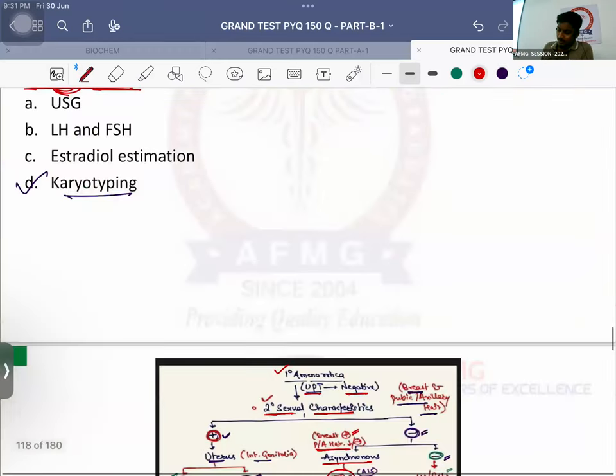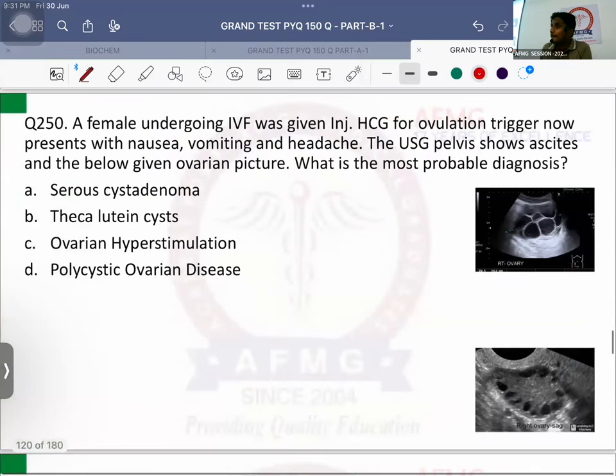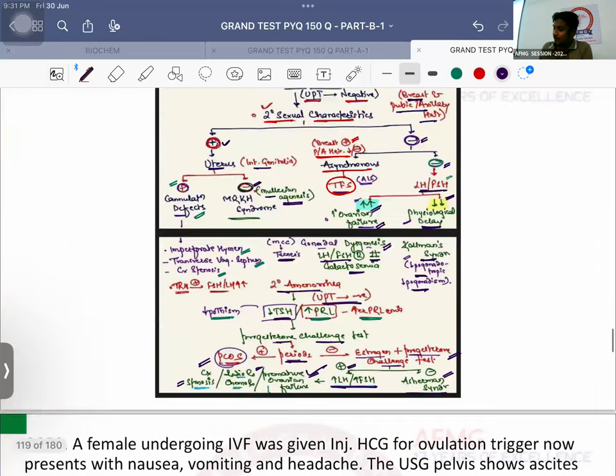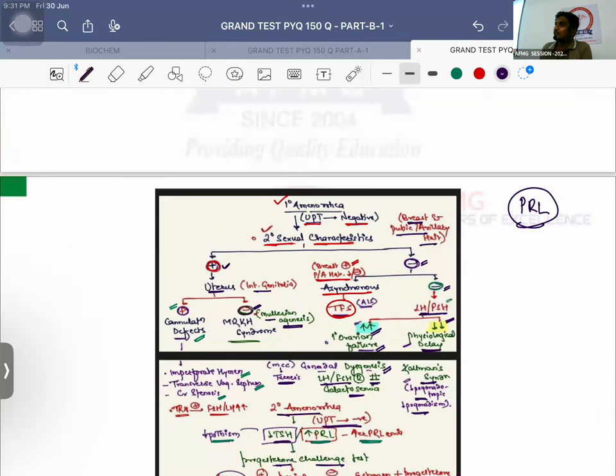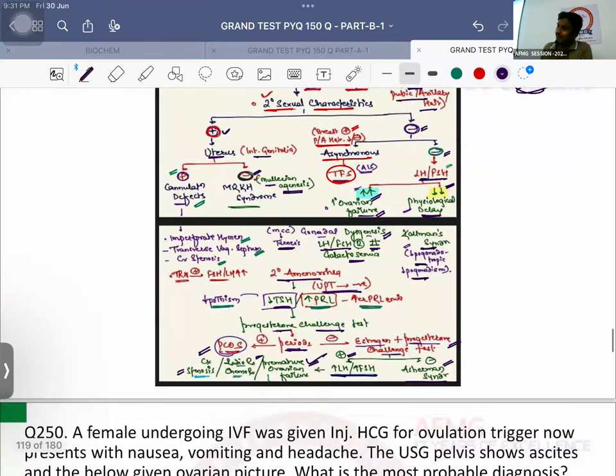No issues with this, anybody? Galactosemia: usually in galactosemia, prolactin levels are high. That's the reason. As prolactin levels are high, LH and FSH will be decreased. Okay?